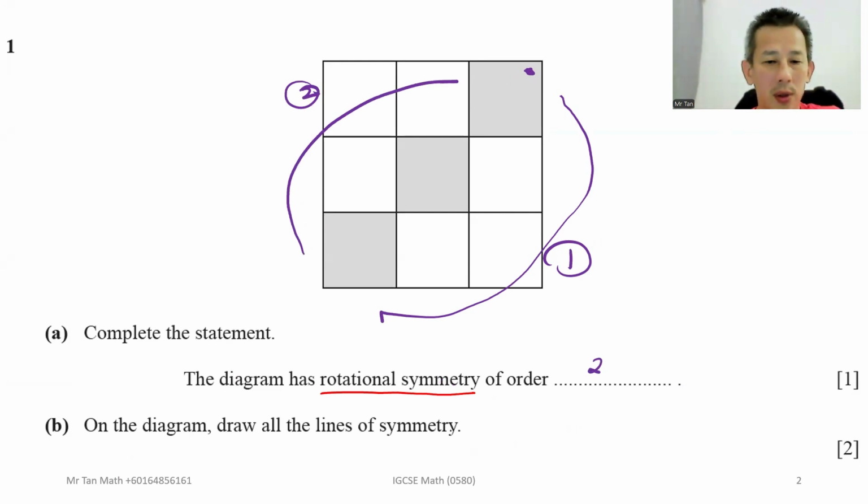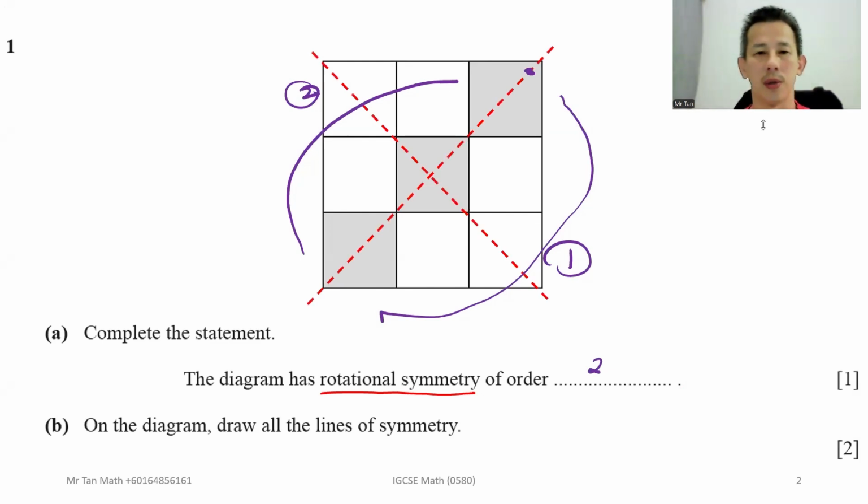B, on the diagram, draw all the lines of symmetry. So take note of the shaded part. Therefore, the line of symmetry will be just here and here. You should get 2 lines of symmetry.